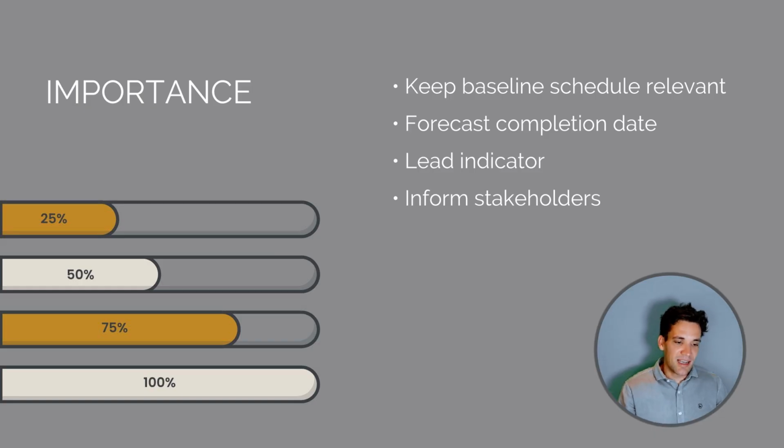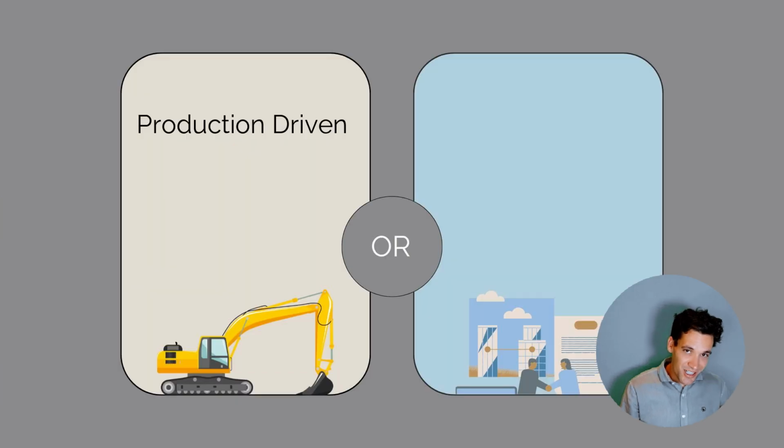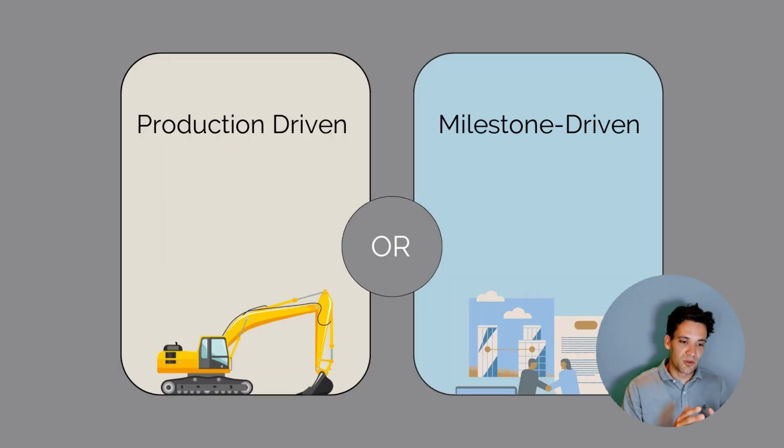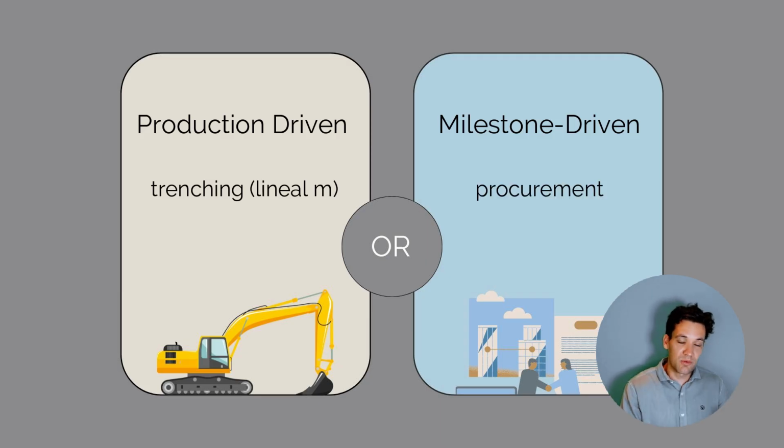The key to doing this is understanding if a task is production-driven or milestone-driven. A production-driven task is something like trenching, where it's just linear meters of trenching versus total quantity. Procurement would be an example of a milestone-driven task, where there are set milestones along the way, and we measure progress against these milestones.